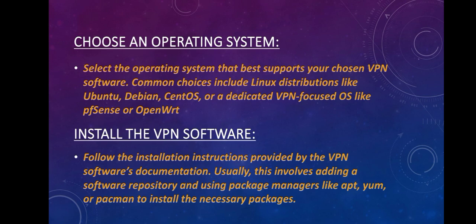Choose an operating system. Select the operating system that best supports your chosen VPN software. Common choices include the Linux distributions like Ubuntu, Debian, CentOS, or a dedicated VPN-focused OS like pfSense or OpenWRT.